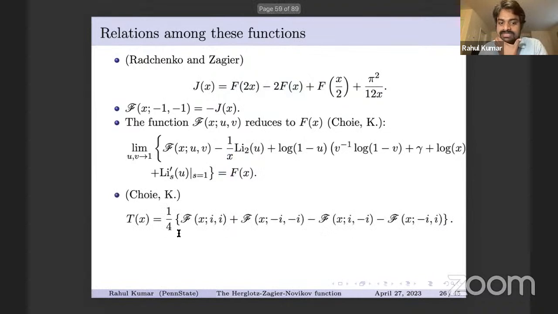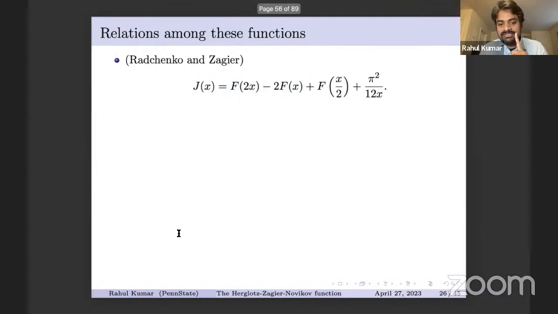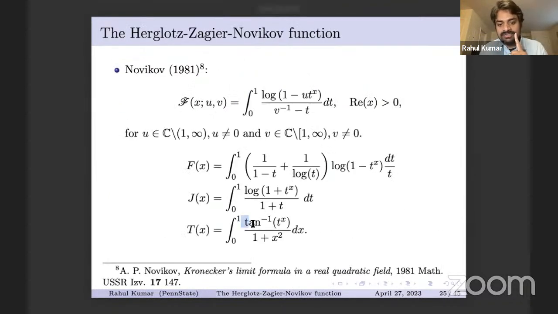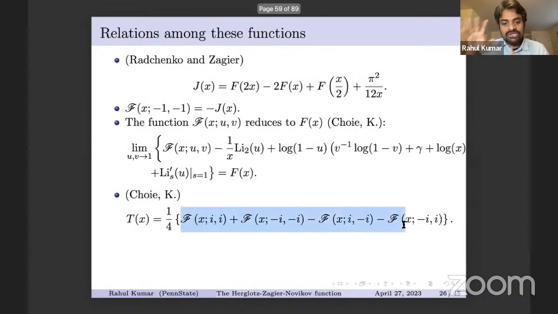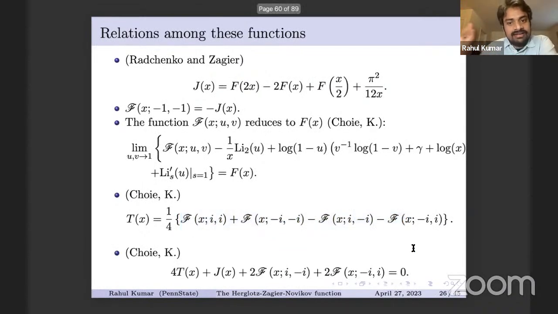And then between T and F, that T that I just mentioned here has an arctan function in it. So this script F function and T also have a relation. You have to take this linear combination of F at 4 different arguments, then you can get this T from F. And there is a relation between T, J, and F. If you take this combination, you just get 0 on the right hand side. So these are some relations of F with these functions J and T.